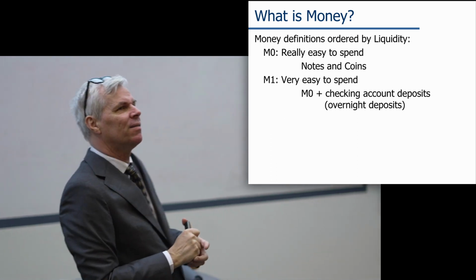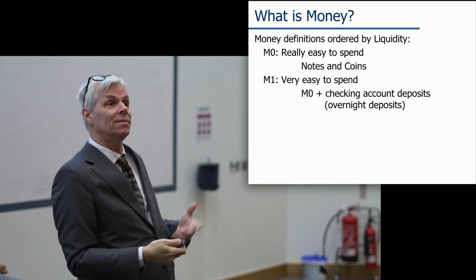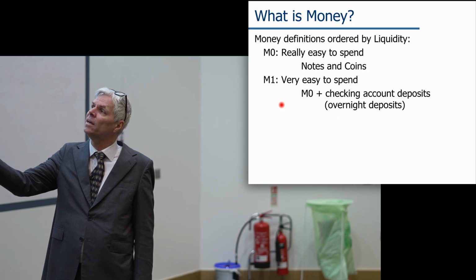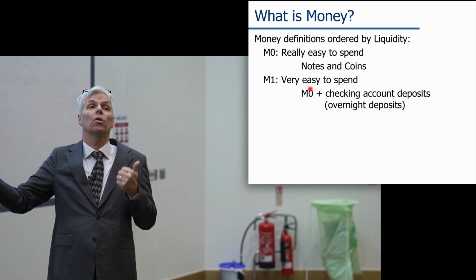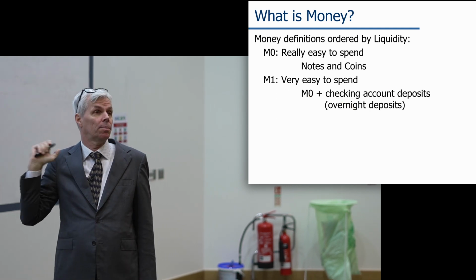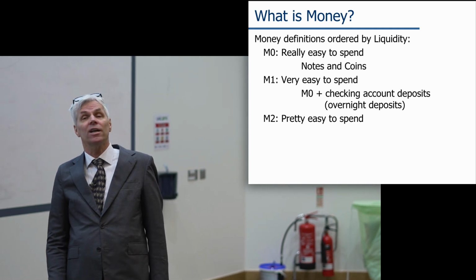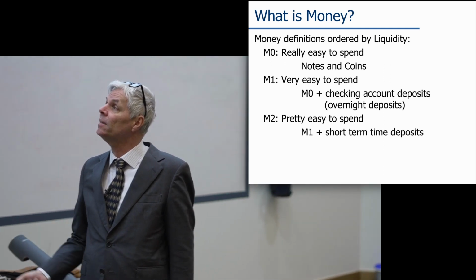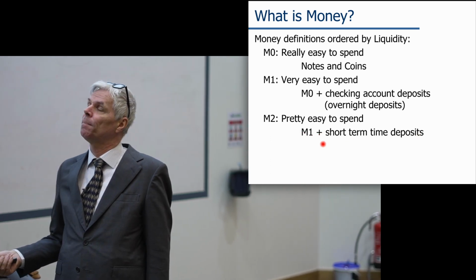Traveler's checks used to be kind of a big deal. Or they're not a thing anymore, really. They still exist technically, but there's a few other things in here, but the important thing is to think M1 is stuff that's very easy to spend, and very importantly, it includes checking account deposits. Okay. M2, things that are pretty easy to spend, maybe not quite as easy as M1, but still pretty easy to spend, and this is going to be M1 plus short-term time deposits.